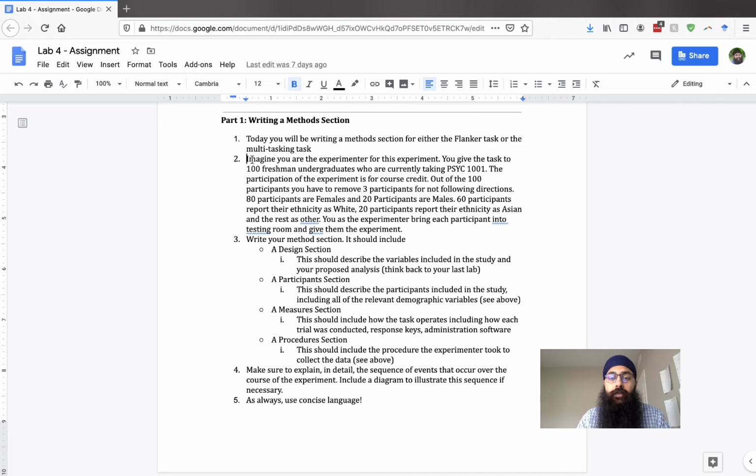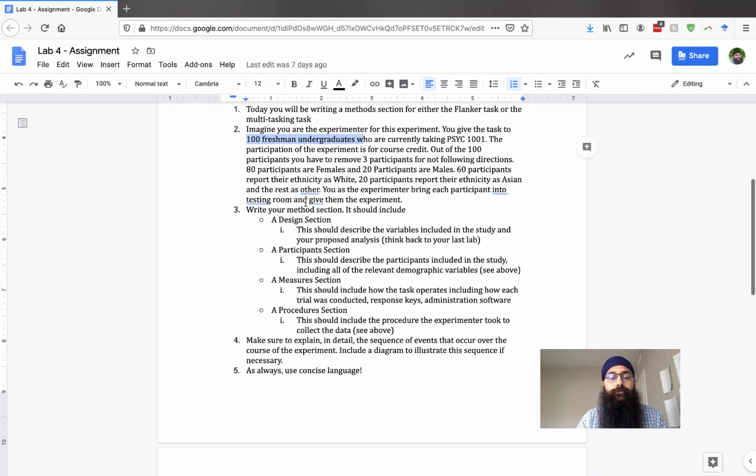This second paragraph tells you a little bit of information about the theoretical experiment that you did. So you have 100 freshman undergraduates, so on and so forth. Make sure your method section includes a design section, a participant section, a measure section, and a procedure section. We'll go through each of those sections in a second, and make sure to explain in detail the sequence of events over the course of the experiments. If you need to include a diagram, you're welcome to, but the goal of a method section is for another person to understand exactly what you did and to be able to replicate what you did if they wanted to.